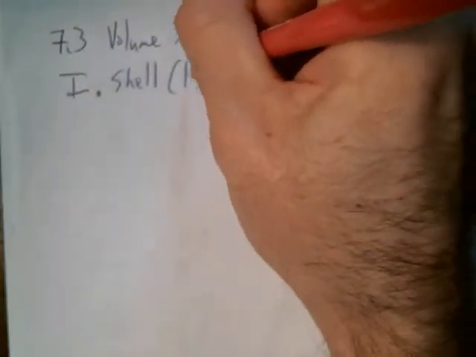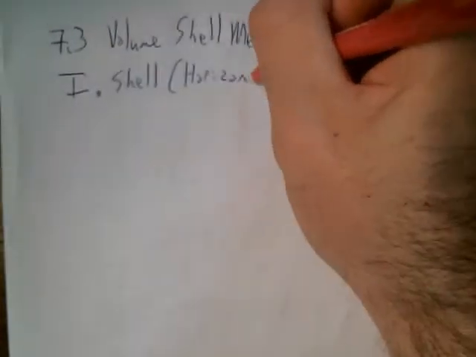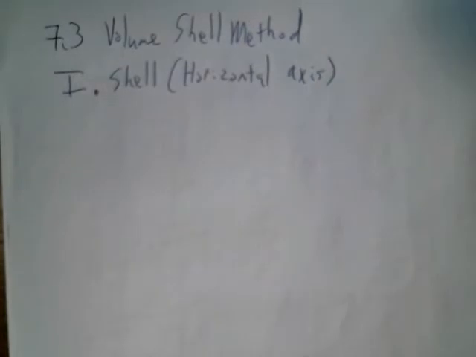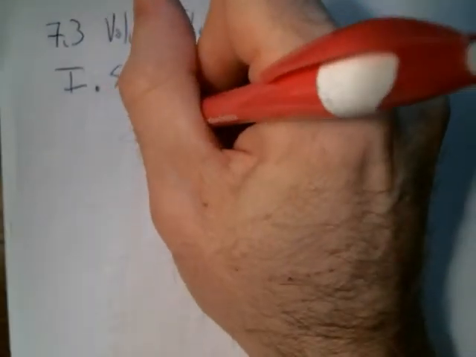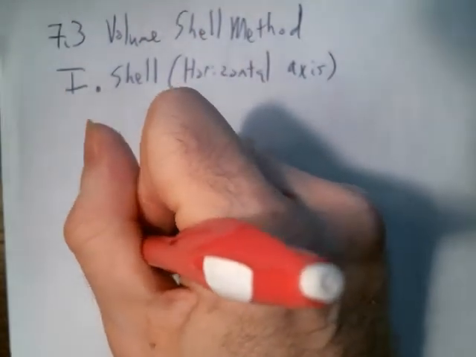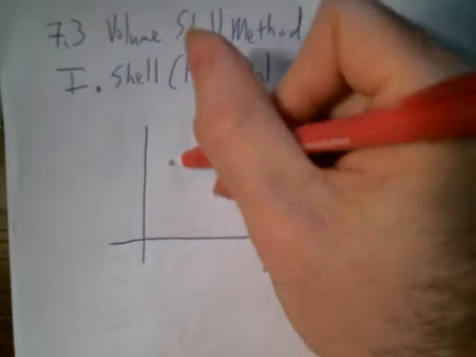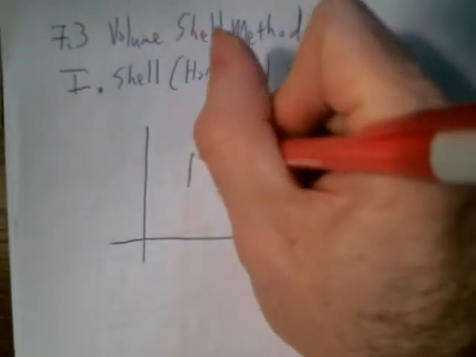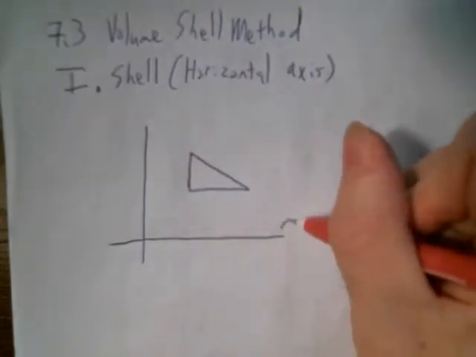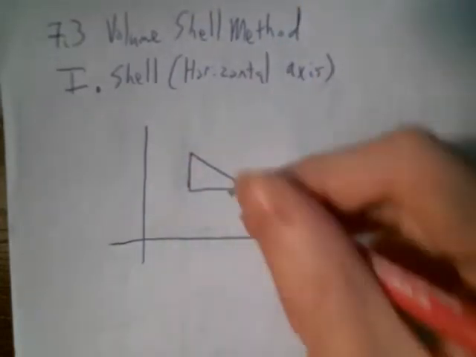Okay, so we'll start with the x-axis rotation. So here's shell working with horizontal axis of rotation. And let's take a look. So let's maybe take a region like this, and we want to rotate it about the x-axis.